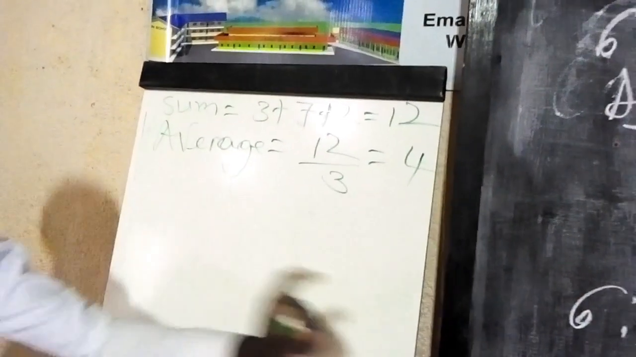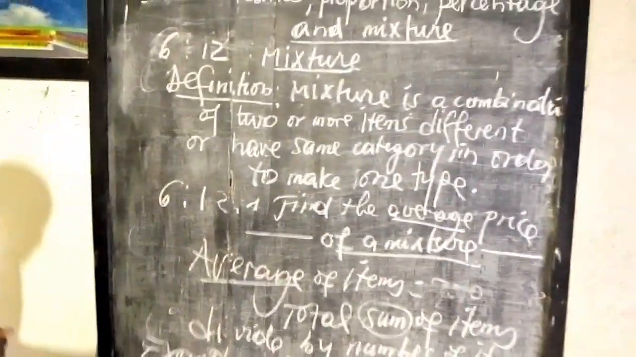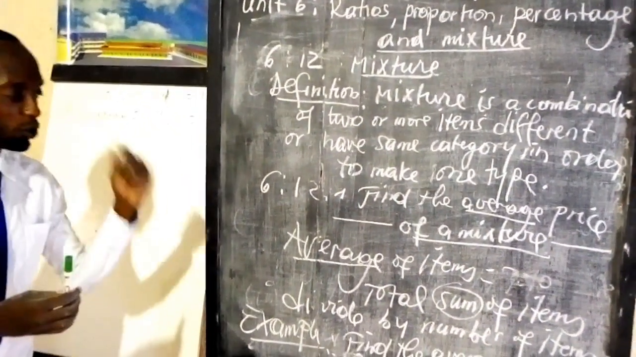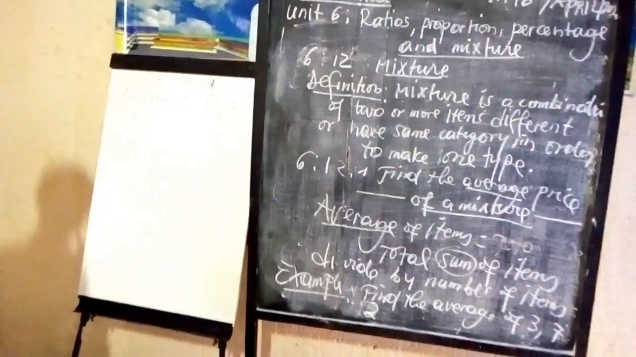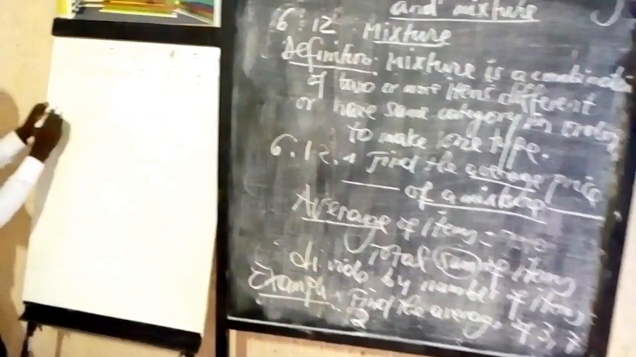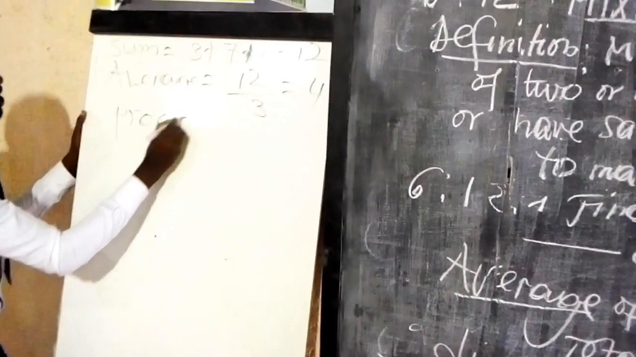Coming back from this point, we have to find the average price of a mixture. There is something that we have to know. How can I find the average price of a mixture? Here, there is what we call the process to be followed: the process of finding the average.